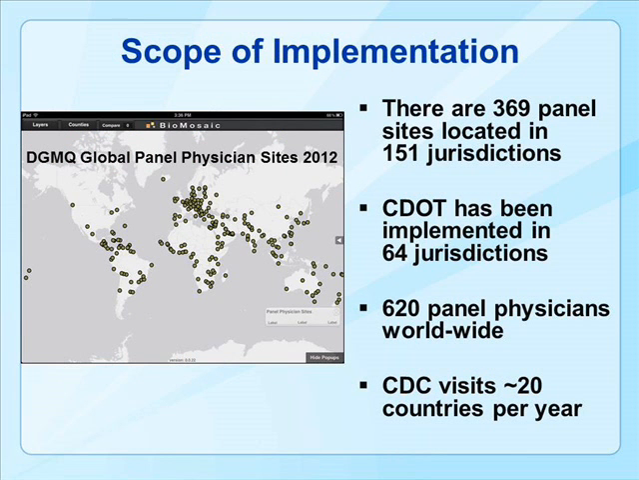Overseas, there are 369 panel physician sites located in 151 jurisdictions or countries. The culture and DOT TBTIs, or the TBTIs we're referring to, have been implemented in 64 jurisdictions. There are 620 panel physicians worldwide, and CDC has been able to visit approximately 20 countries per year during this implementation effort. In the map on the screen, the dots are for each panel physician site around the world.